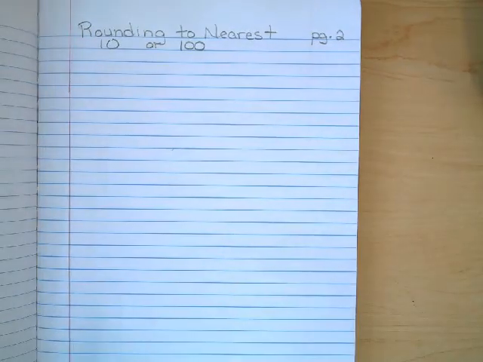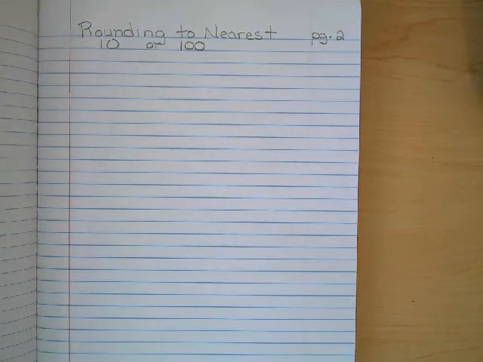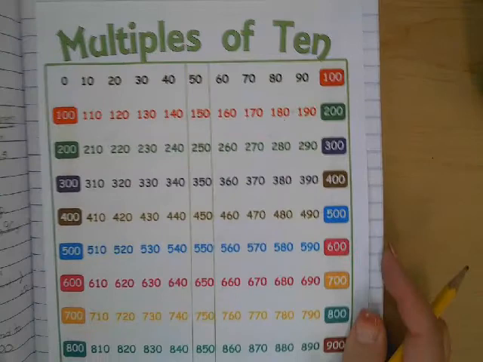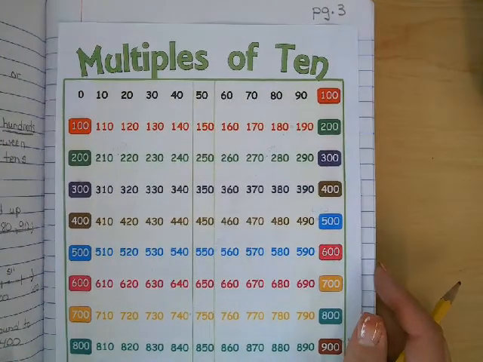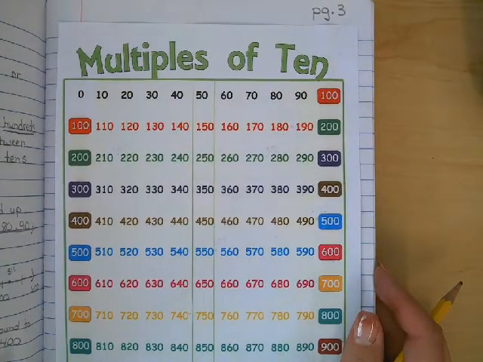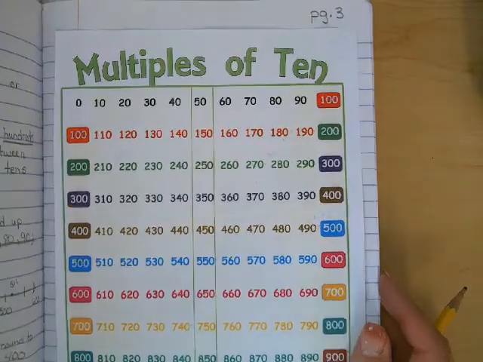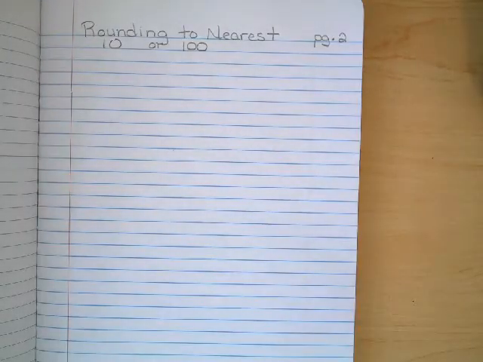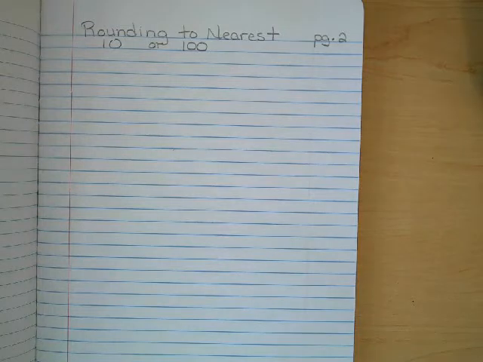So if you haven't already had a chance, you're going to need your multiples of 10 chart. So that will be, if you haven't been using it, that should be in your blue folder, which is your DMA folder, in the back with the plastic sleeve. Inside that plastic sleeve are all your inserts for your DMA folder.